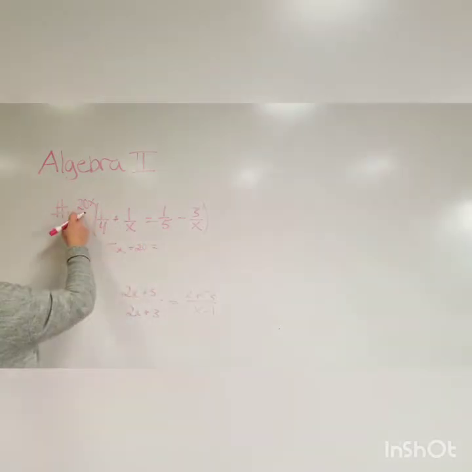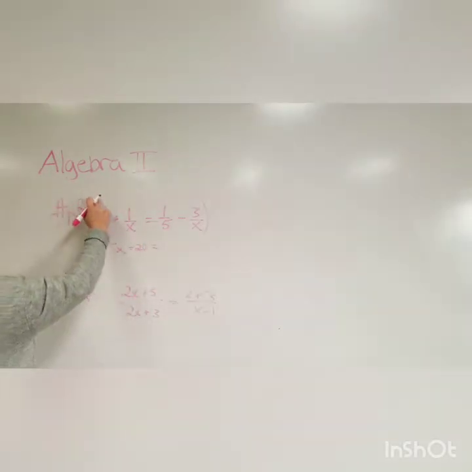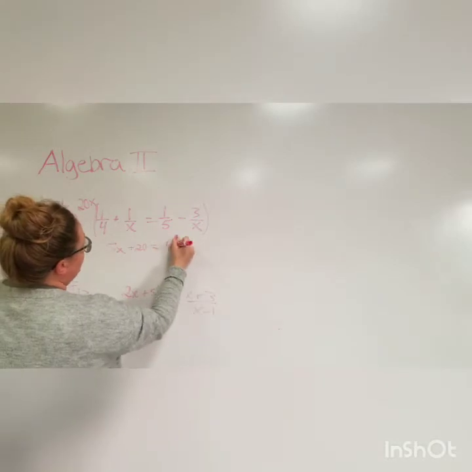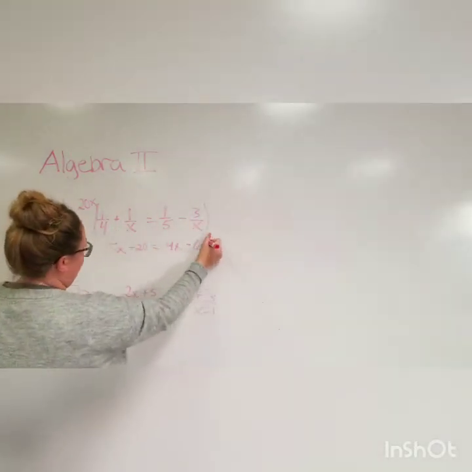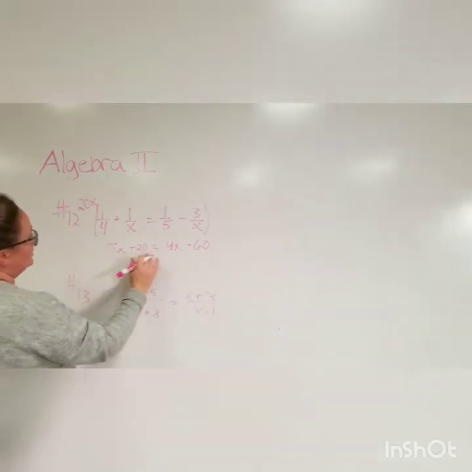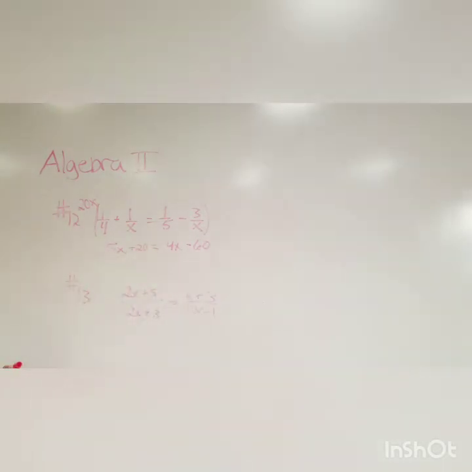Equals 5 goes into 20 four times, 4x times 1 is 4x. The x cancels. 20 times 3 is negative 60. So you just need to combine your like terms and solve for x. In this problem, we have a fraction equals fraction. That means it's a proportion. Cross multiply, and you can solve for x.